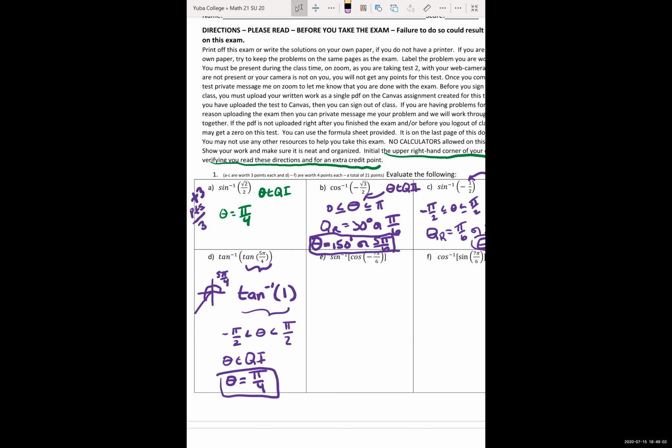So I had gotten the pi over 4, but I circled the 1. Does that matter? No. Unless you were thinking that was your answer, but if you accidentally circled that.